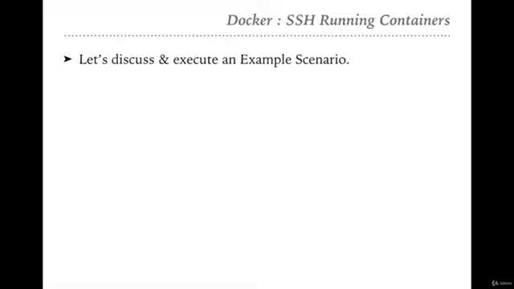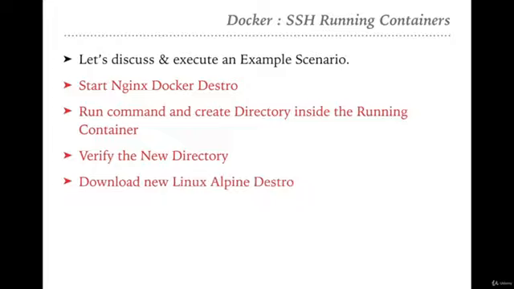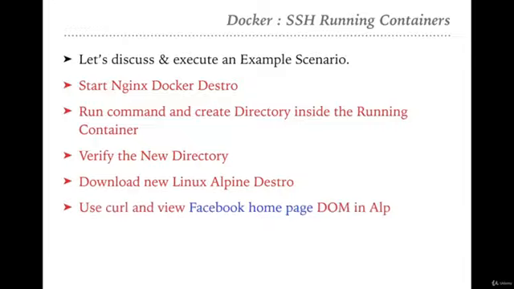In this example, we are going to follow these steps. First we will start an nginx, then we will run commands to create a directory inside the running container, right? After this, we will verify the new directory which we created inside my running nginx container. After this, we will download a new Linux Alpine distro on my Docker. Alpine is a very small Linux distro which is available on the Docker central repository. After this, we will use a curl command to view the Facebook homepage DOM on Alpine. So these are the things we are going to execute on Docker.